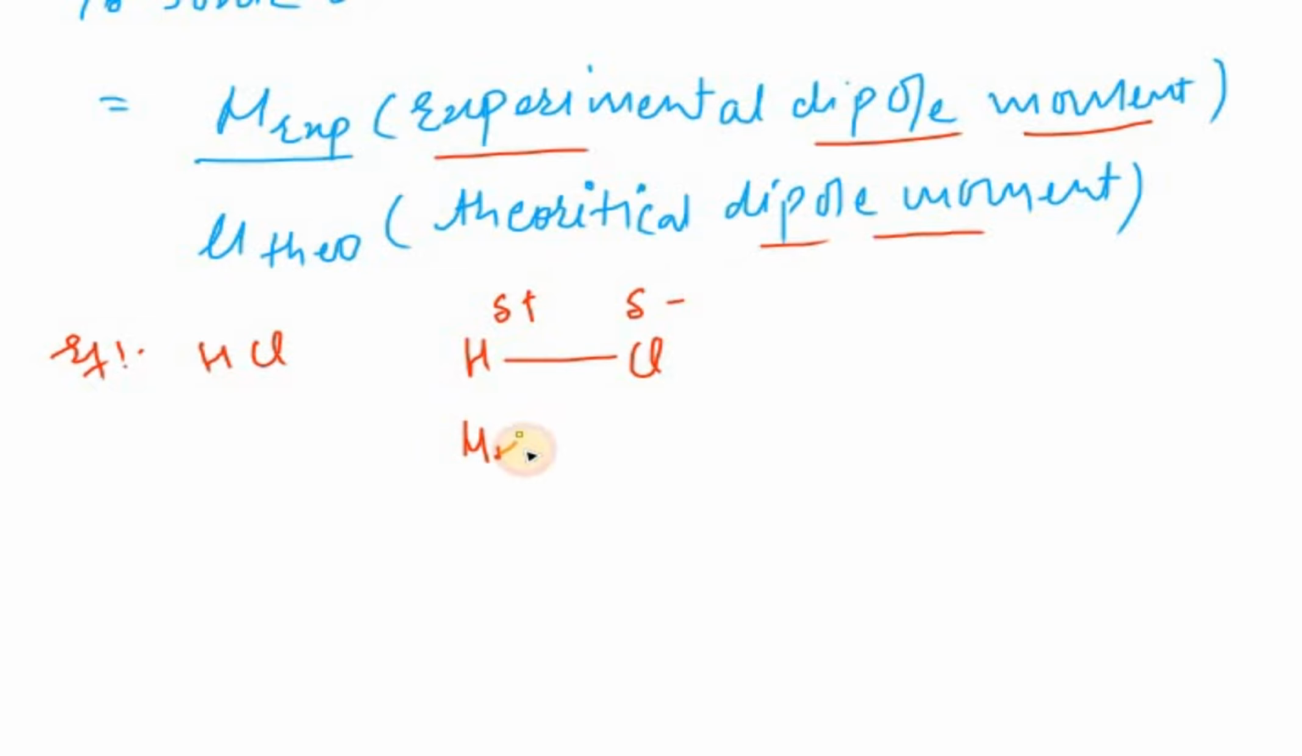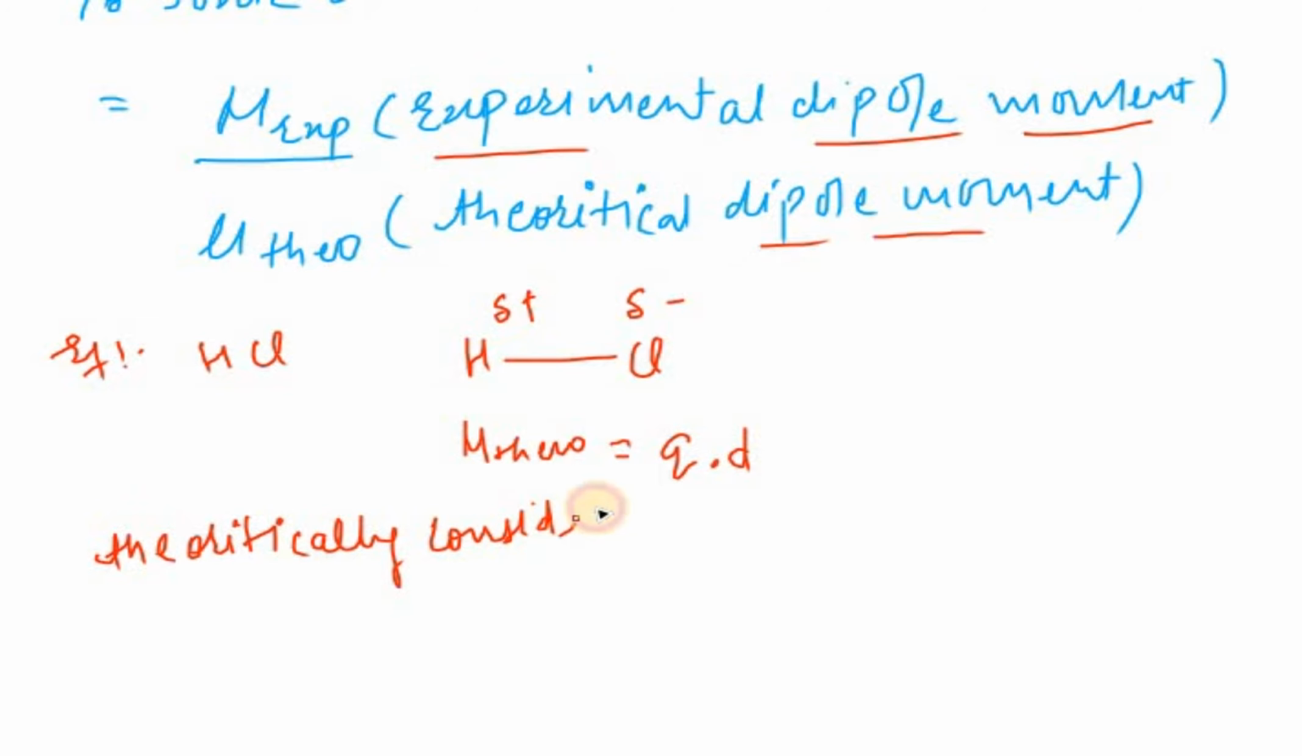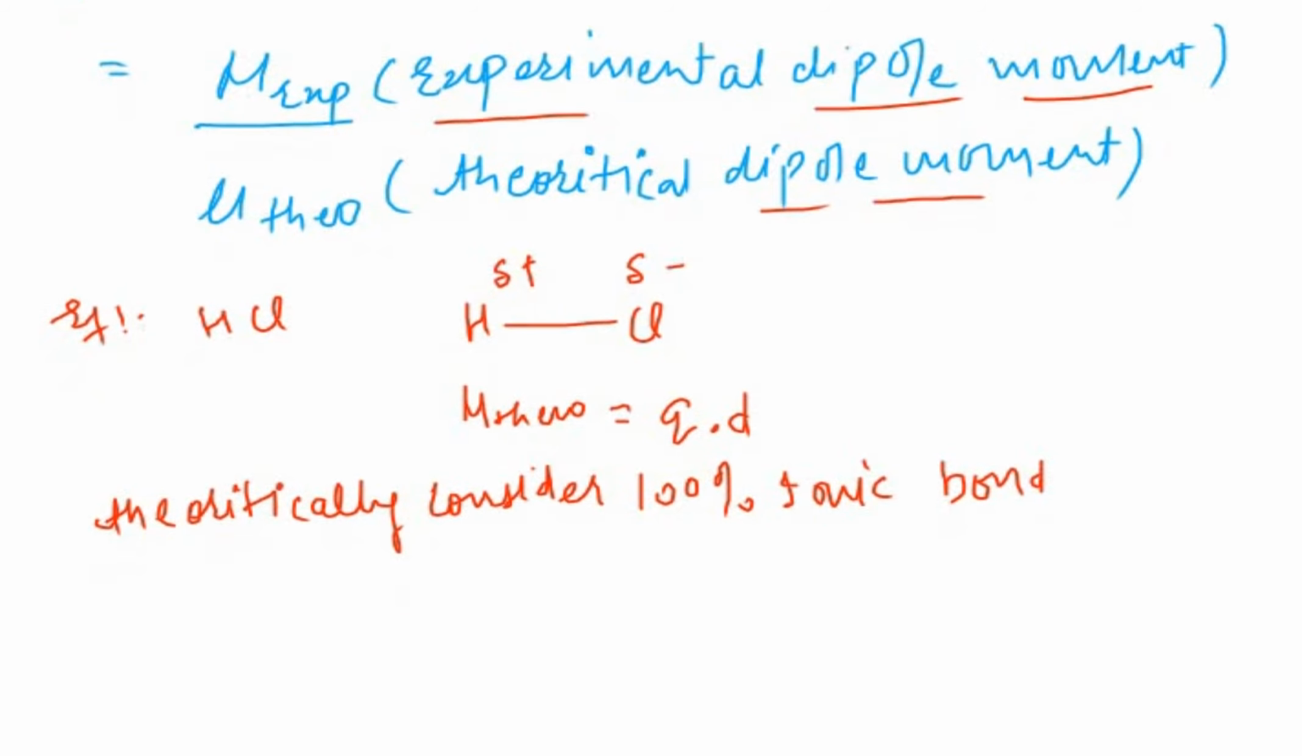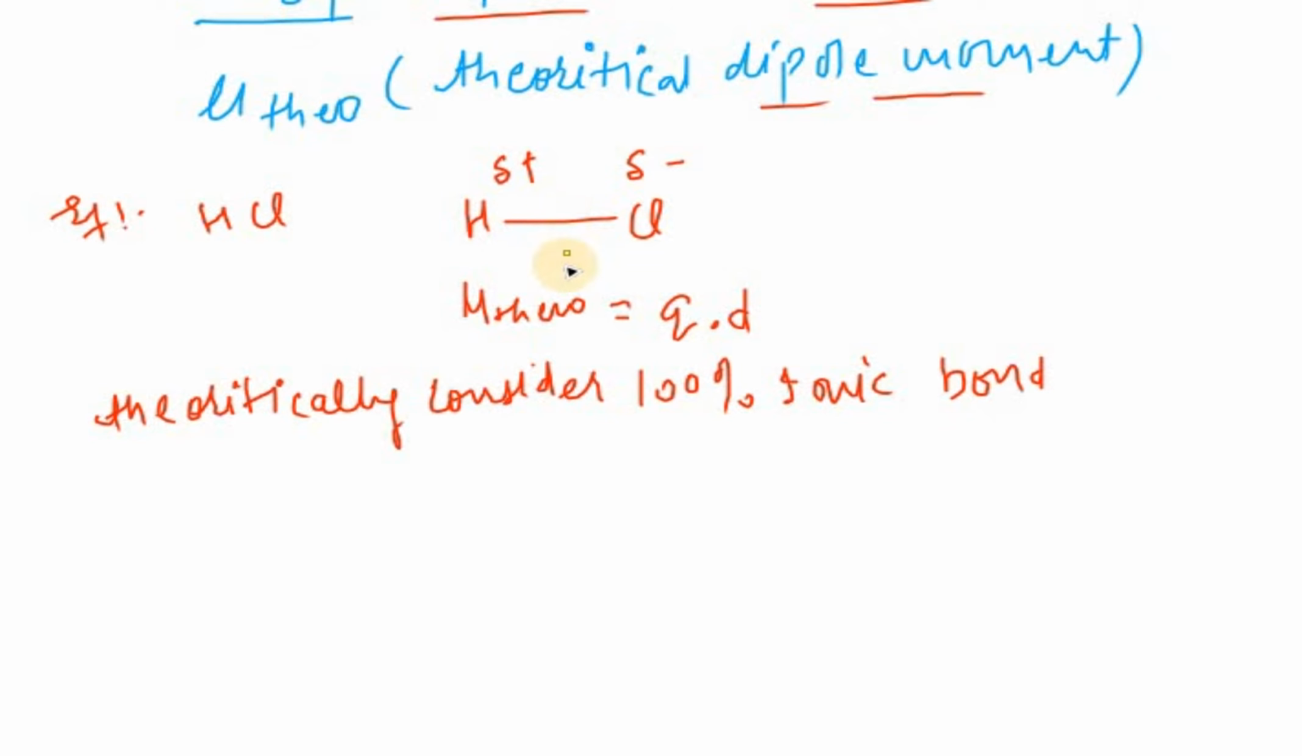So what is mu theoretical? Mu theoretical comes out to be Q multiplied by D, and theoretically we consider this a 100% ionic bond. Theoretically we consider it is a 100% ionic bond. So we take the charge when we remove the bond, and H will get a +1 charge and Cl will get a -1 charge.